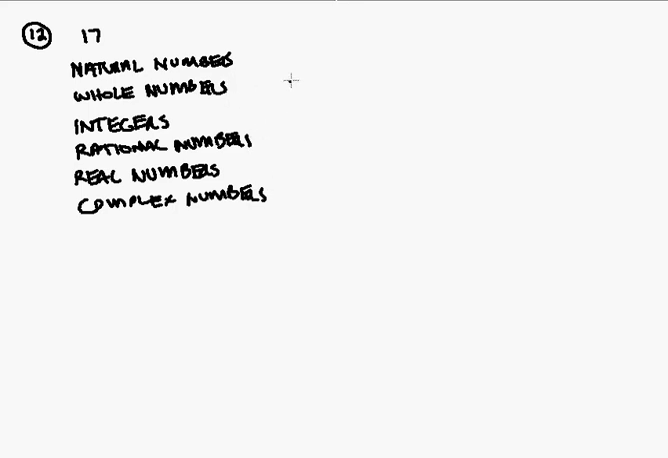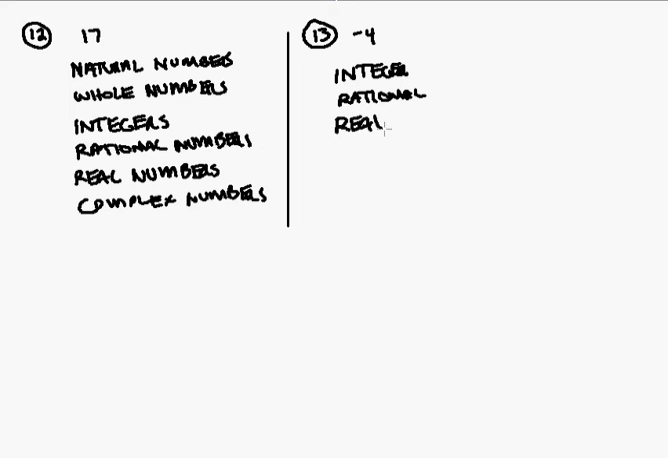Okay, so that's number 12. Going to 13. 13, you're given -4. Well, that's not a natural number, and it's not a whole number, but it is an integer. And it is rational. And it is real. And it is complex.